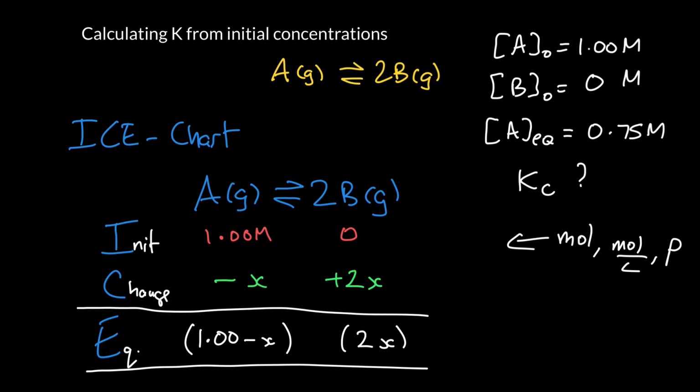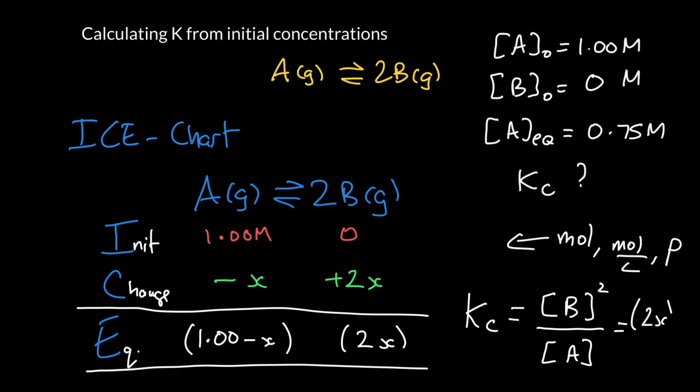So what would the equilibrium constant be? Well, Kc is the equilibrium concentration of B all squared divided by the equilibrium concentration of A. And at the bottom line of my ICE chart, I have everything I need here. The concentration of B is 2x. Okay, I need to square it. The concentration of A is 1 minus x, and again, I'll play fast and loose with significant figures here and just write it like so. So if only we knew what x was, we could solve this.